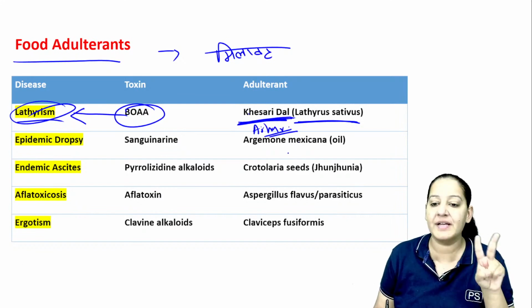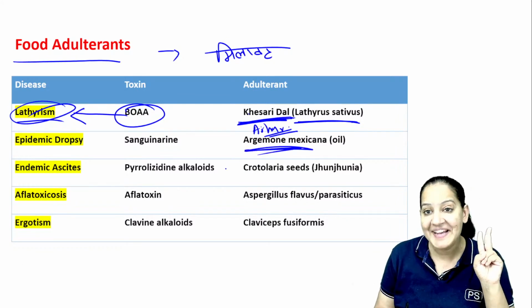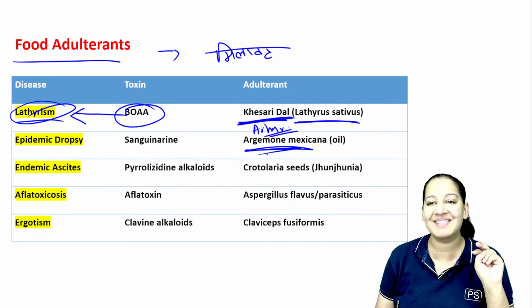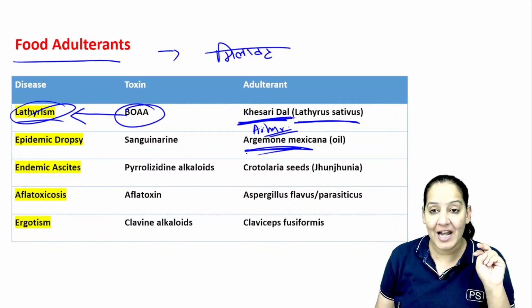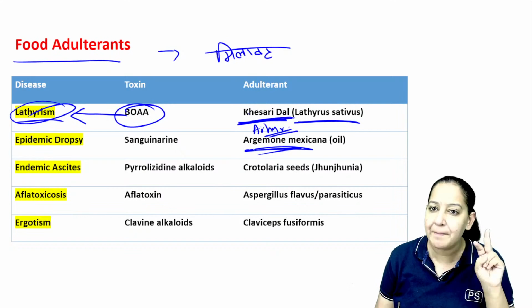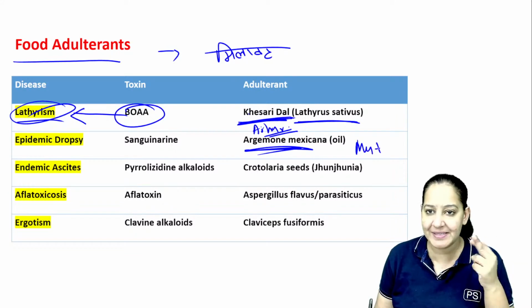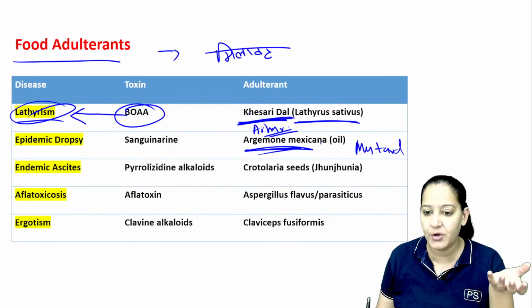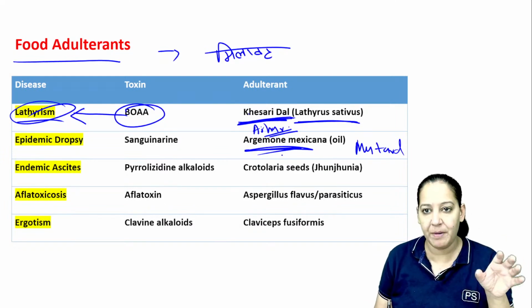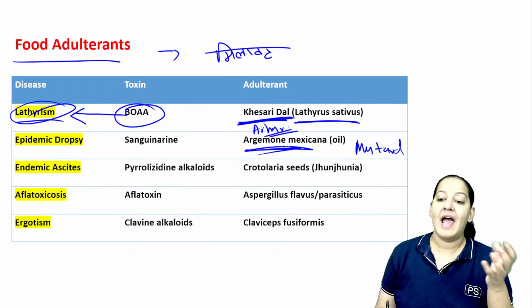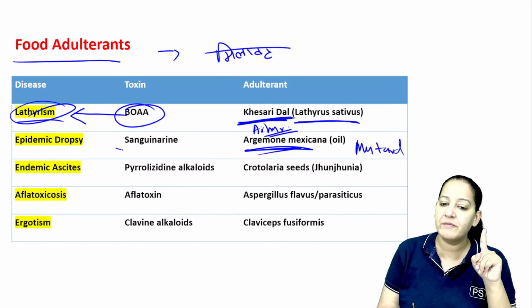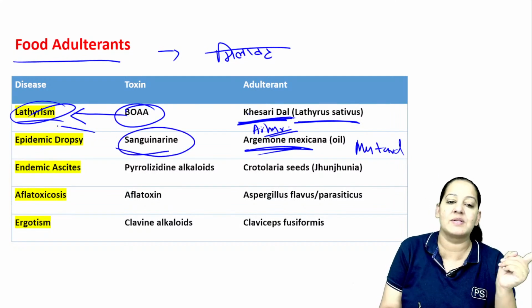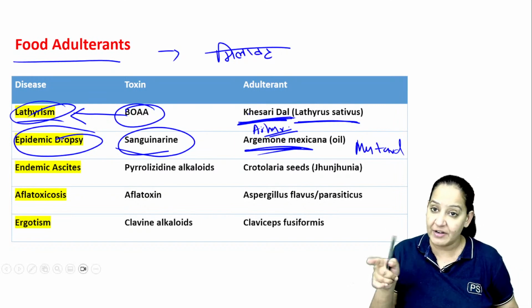The second ultra important example you have to learn here is the oil. The name of the oil is Argemone mexicana oil. It is a yellow-brown color oil which looks like mustard oil. We all eat mustard oil in pickles and food. It's a normal oil but a little bit costly, you know. But argemone oil is a cheaper oil, so it is adulterated and it contains a toxin. The name of the toxin is sanguinarin, which causes epidemic dropsy. That is our question right now.